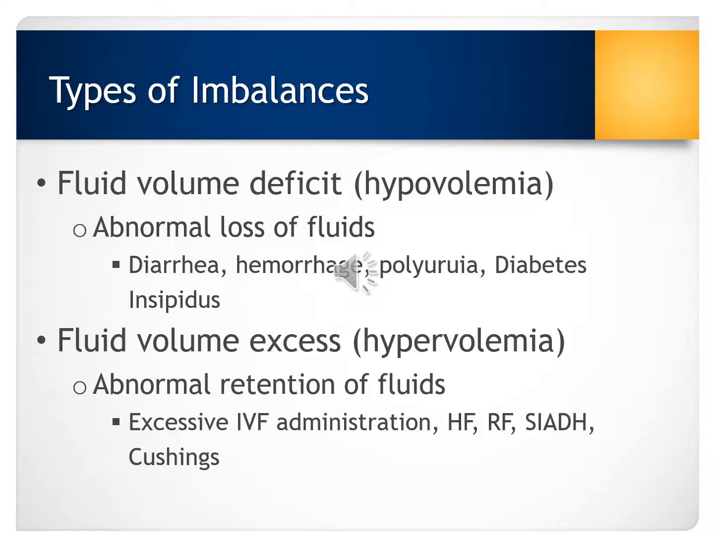Fluid volume excess, or hypervolemia, is the abnormal retention of fluids. And this can happen from patients who have excessive IV fluid administration. You'll often see this with heart failure and renal failure patients, patients with syndrome of inappropriate antidiuretic hormone, as well as Cushing's disease. So a lot of times if you are observing a patient who has fluid volume excess, like I said previously, you're going to oftentimes hear crackles in their lungs.